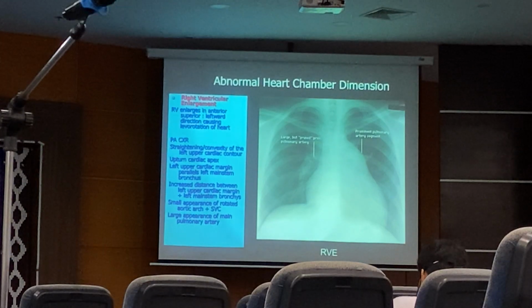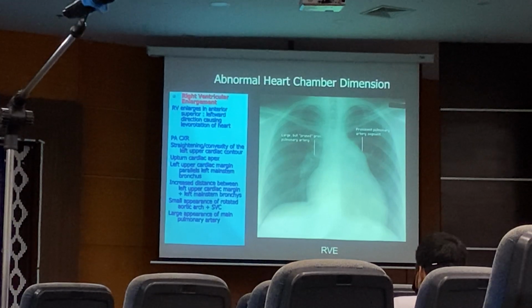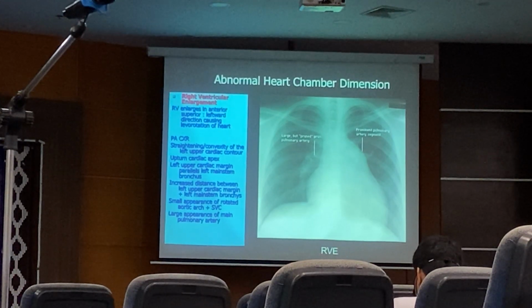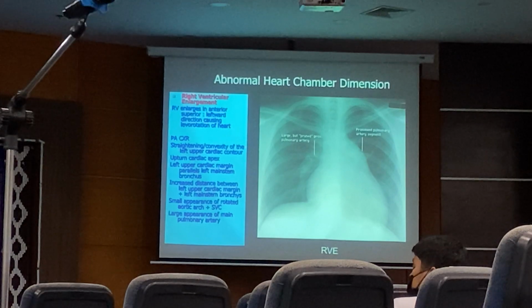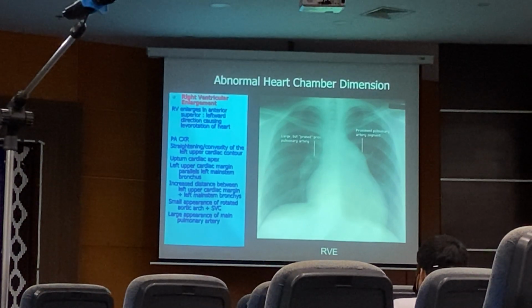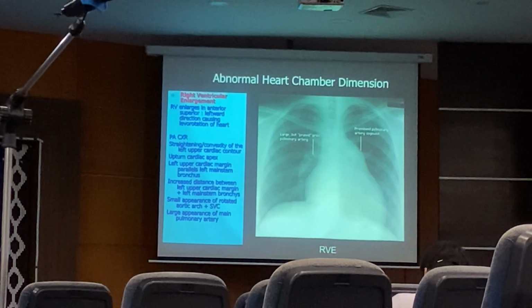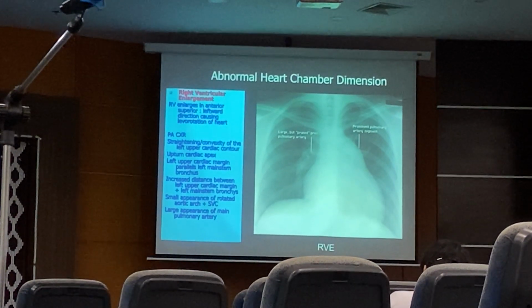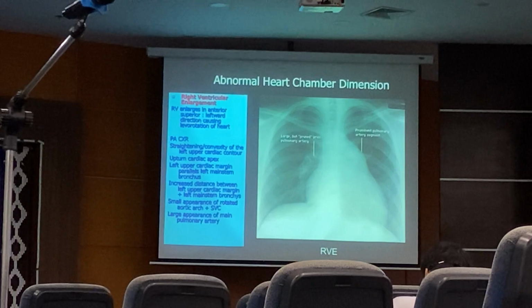Now, to recognize the chamber that is affected in the heart: in right ventricular enlargement, the right ventricle enlarges in an anterior, superior, leftward direction, causing clockwise rotation of the heart. So what do you see in right ventricular enlargement? Instead of the left side of your heart dipping down to your diaphragm, it would be uplifted, as compared with the left ventricular enlargement. In left ventricular enlargement, usually the left side of your heart, or left ventricle, would be dipping on your hemidiaphragm.